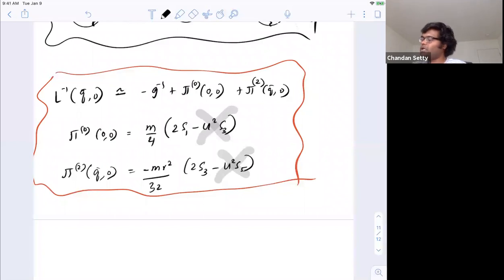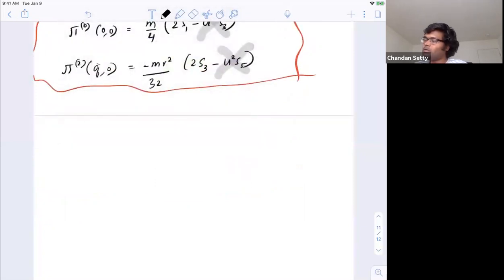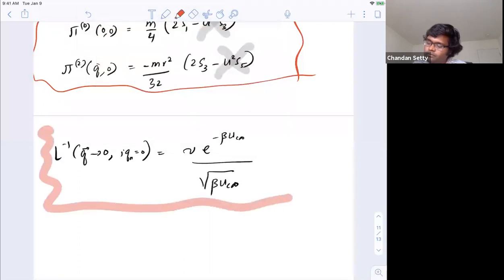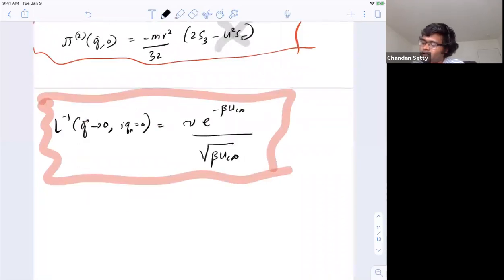So when you go ahead and do this, you will find that the total fluctuation propagator, L inverse, in the long wavelength limit, okay? So this is exactly the conformal propagator that you get in the SYK model.